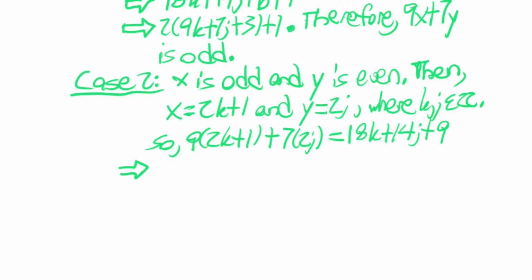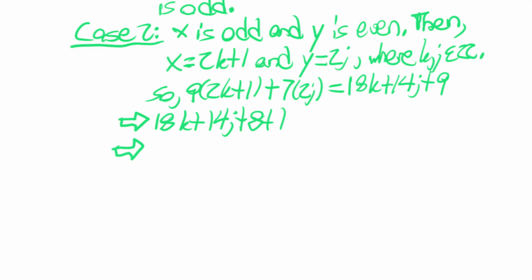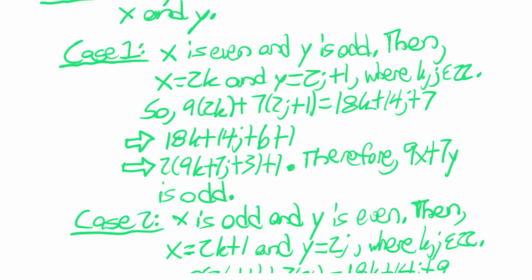Then we can rewrite it to be 18k plus 14j plus 8 plus 1. And that will give us, we'll factor out 2. We have 9k plus 7j plus 4 plus 1. Again, the form of an odd set. So therefore, 9x plus 7y is odd. And that's it for the proof. We've looked at all the cases that we can for x and y having opposite parities.